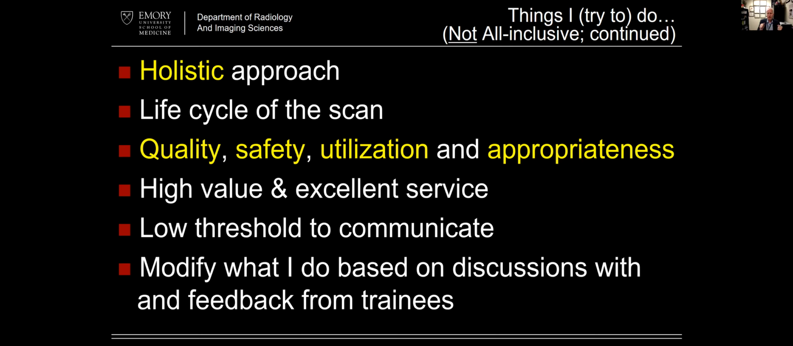I do modify what I do based on discussion and feedback from trainees. When I first started as an attending, I realized, doing this process, I talked about a whole lot of things and I wasn't clear about what should go in the report, what shouldn't, what's just for them, what's for the report, stuff like that.